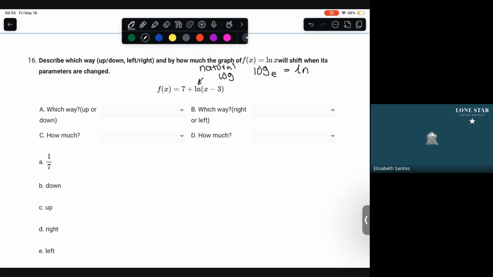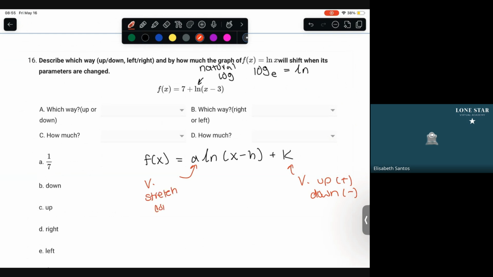Okay, so let me go ahead and write the general graphing form. So we have a times the natural log of x minus h plus k. So remember, k is a vertical transformation. You're either going to go up if you see plus or down if you see minus. A is also a vertical transformation. It's going to be a stretch or compression. And then h is a horizontal transformation. You're going to go left if you see plus or right if you see minus.